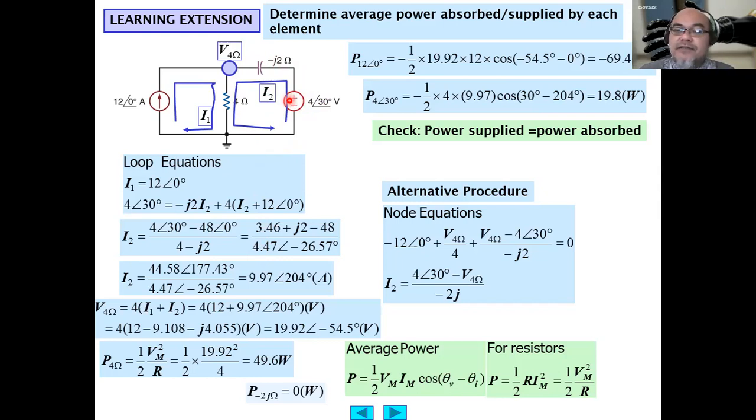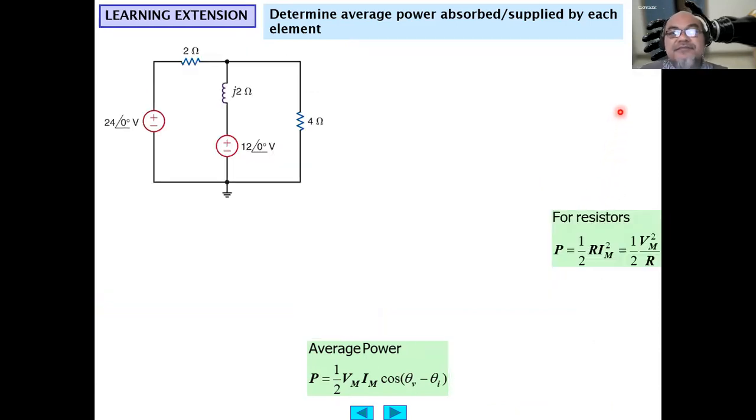You first calculate the power, the voltage and the current, and then you calculate the average power absorbed. Then you check using Tellegen's theorem. Power supplied should be equal to power absorbed. Okay, depending on the questions.